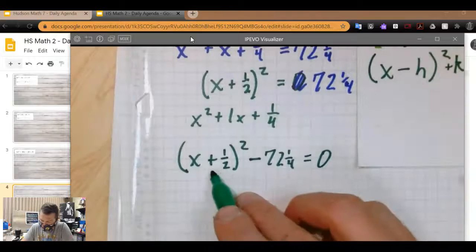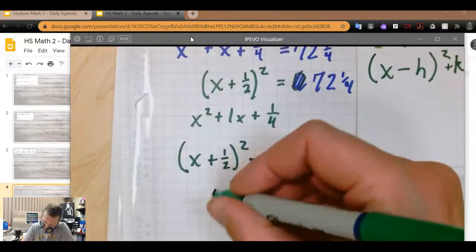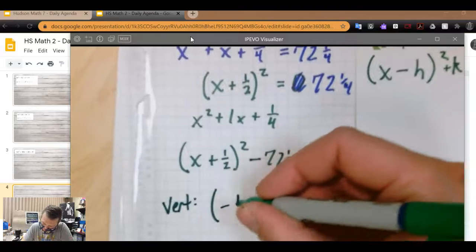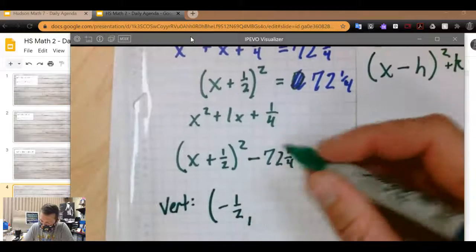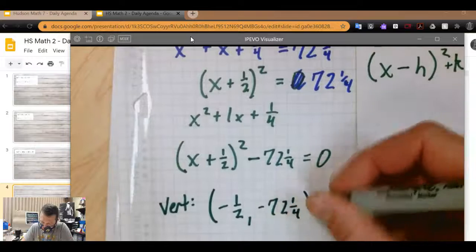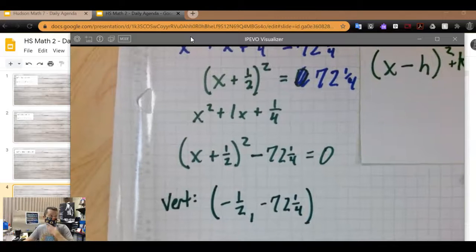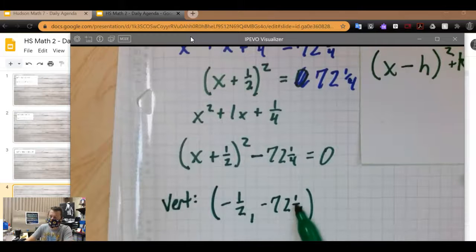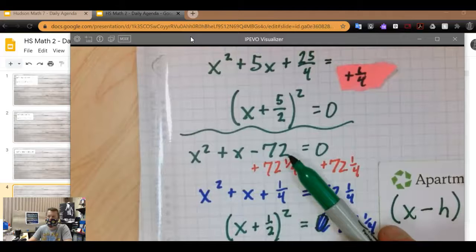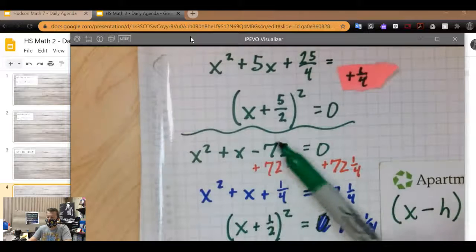And now it's the opposite of h. So my vertex, opposite of our h, and what our k is. So we're going to keep that negative on it. So our vertex is negative 1/2, negative 72 1/4. Now remember, this shouldn't be that surprising, because when we look at the parabola to start, it's been shifted down by 72. That's just straight up a vertical shift.